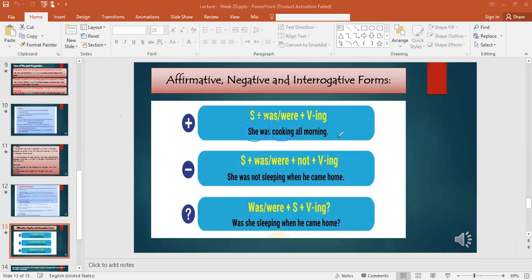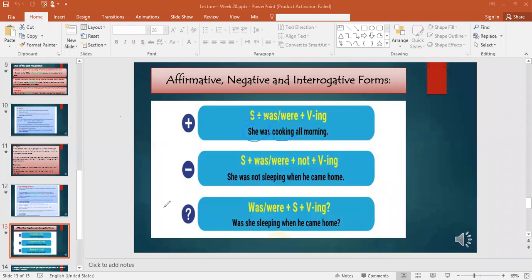Who can give me the negative form of the sentence? Yes, Ali. She wasn't cooking all morning. Very good. She wasn't cooking all morning, or she was not cooking all morning. So we just added not. This is everything we have to do. We have to add not to the sentence in order to change it to a negative sentence.